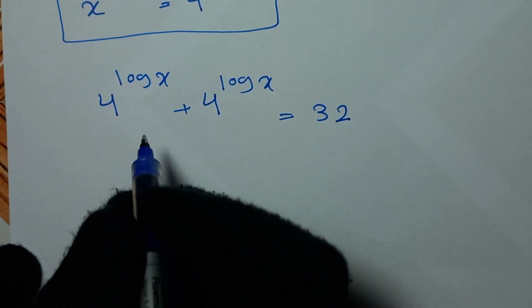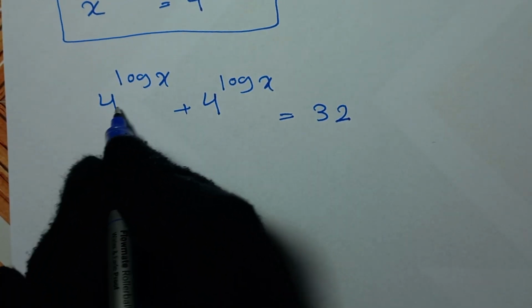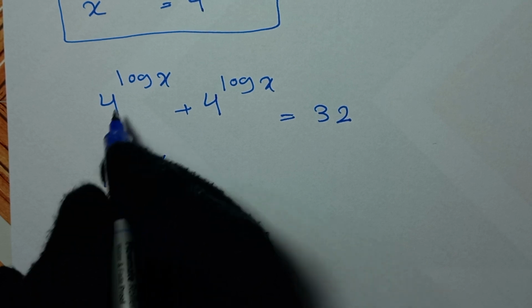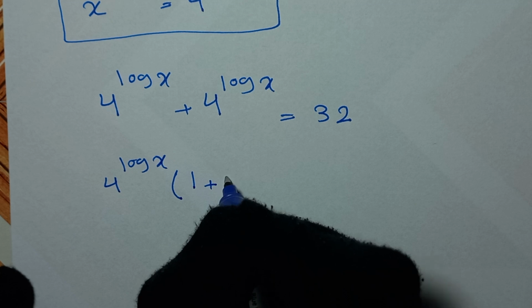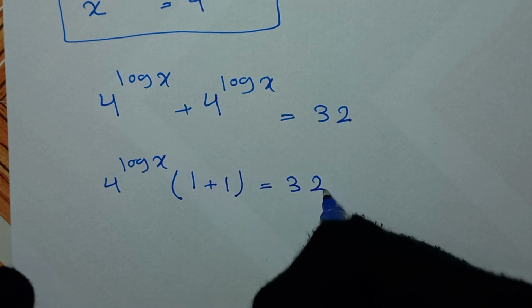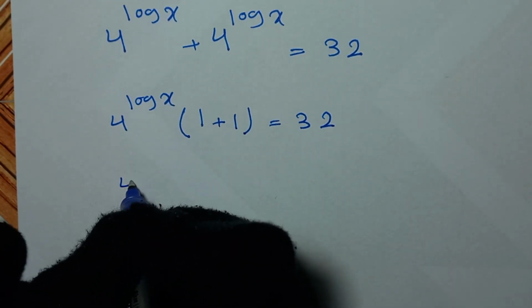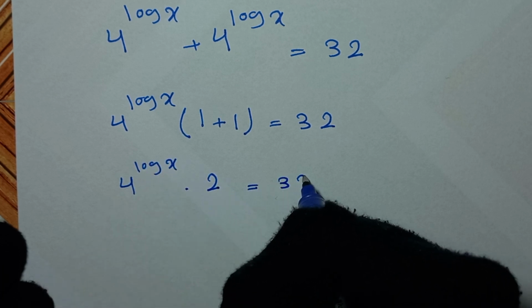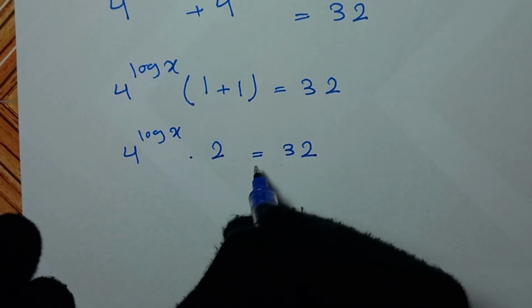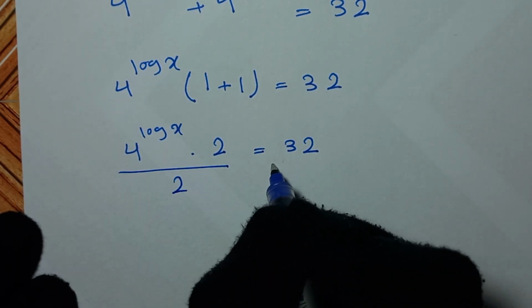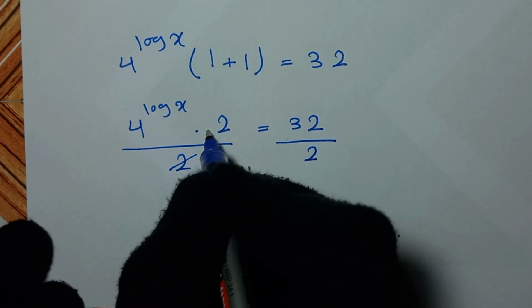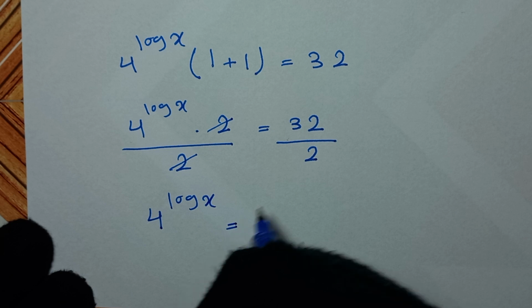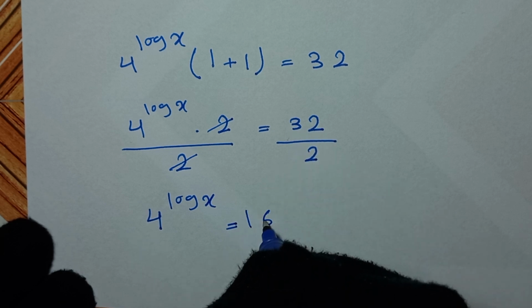So in here, 4 to power of log of x is common, so we factor 4 to power of log of x, and it will be this divided by this is 1, and this divided by this is 1, is equal to 32. So it will be 4 to power of log of x times 2 is equal to 32. And we divide both sides by 2. In here, this will cancel this, and it will be 4 to power of log of x is equal to 32 over 2, it will be 16.